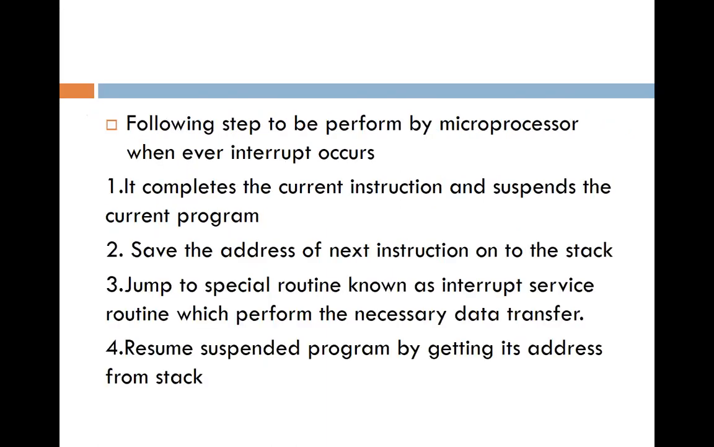The following steps are performed by the microprocessor whenever an interrupt occurs. The first step is to complete the current instruction and suspend the current program. Save the address of the next instruction on the stack. Jump to the special routine known as the interrupt service routine, ISR, which performs the necessary data transfer. Resume the suspended program by getting its address from the stack.